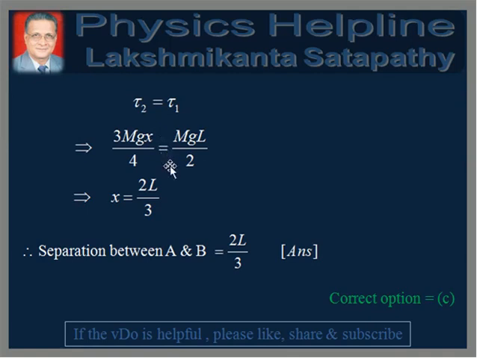Putting the values and simplifying, we get x is equal to 2L by 3. Therefore, the separation between A and B is equal to 2L by 3, which is the answer to the question. Therefore, the correct option is C. This completes the answer to the question.